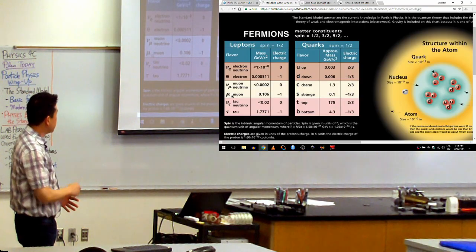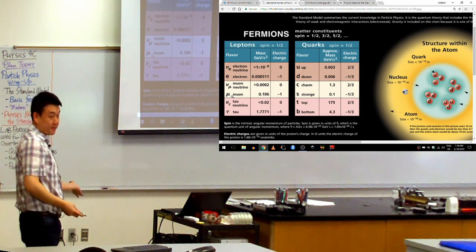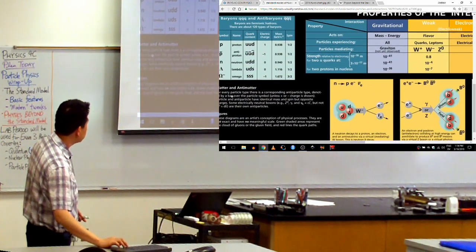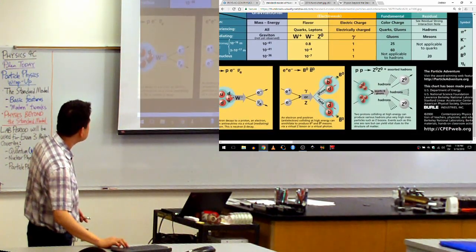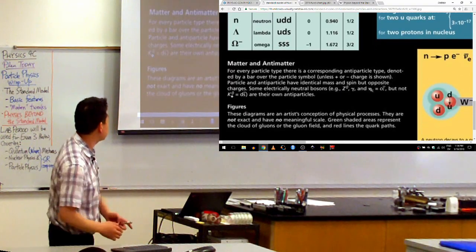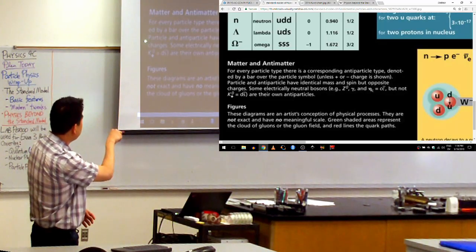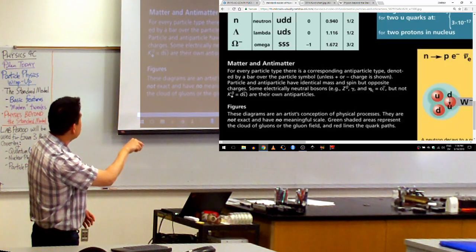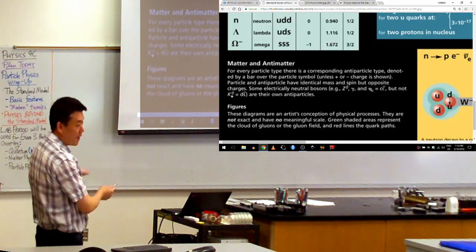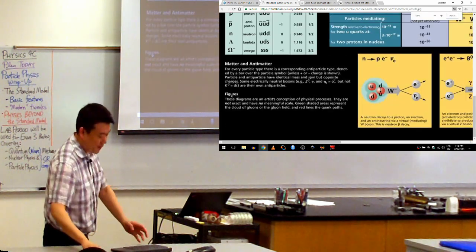So these are the 12 elementary fermions, not counting their antiparticles. We talked about the concept of antiparticles. They are covered under matter and antimatter. So for every particle type, there's a corresponding antiparticle type, denoted with a bar. Particle and antiparticle have identical mass and spin, but opposite charges. Some electrically neutral bosons are their own antiparticles. Okay? That's a good short summary of what antiparticles are.